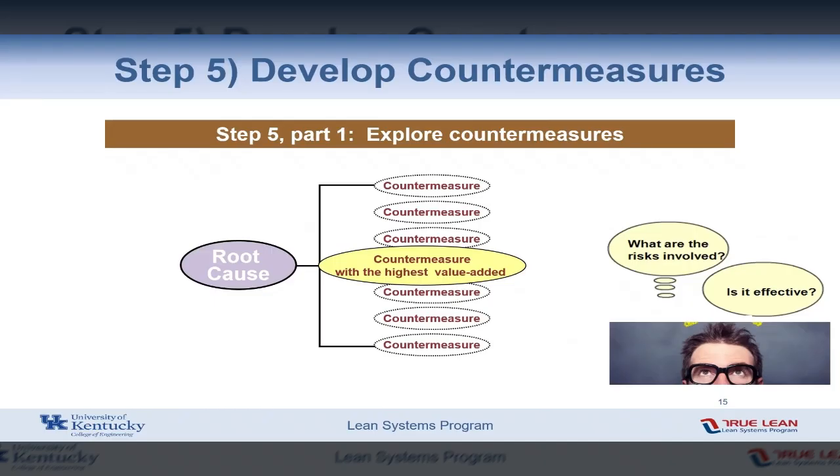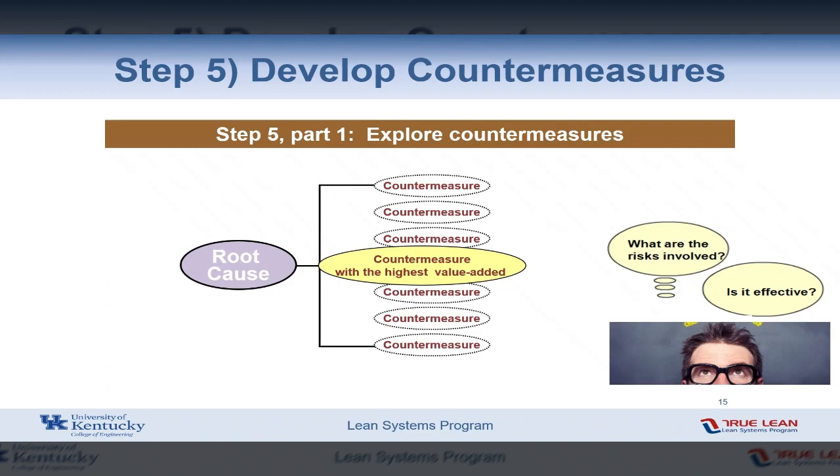For step 5, the first thing we want to do is explore possible countermeasures, possible solutions. So this is, in many ways, a brainstorming activity where we really want to think of the different possibilities. We want to seek input from others who may have different experiences or expertise or perspectives. This especially includes the direct process workers who have the most familiarity with the process.